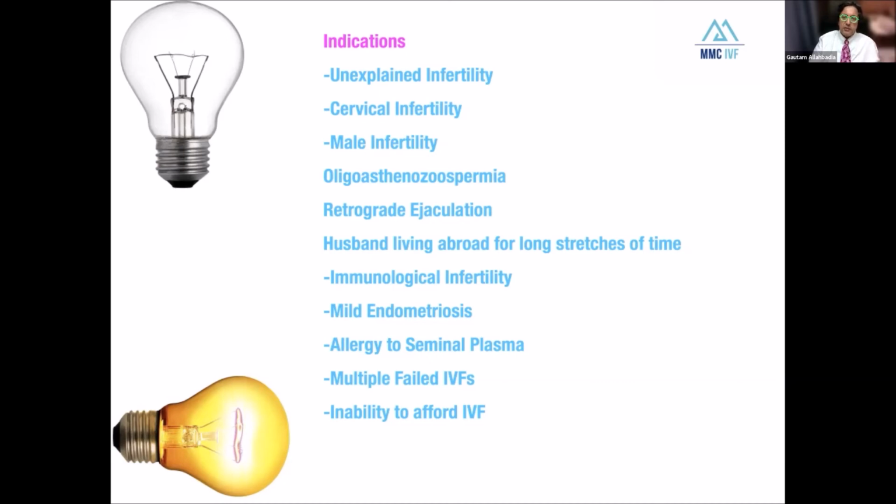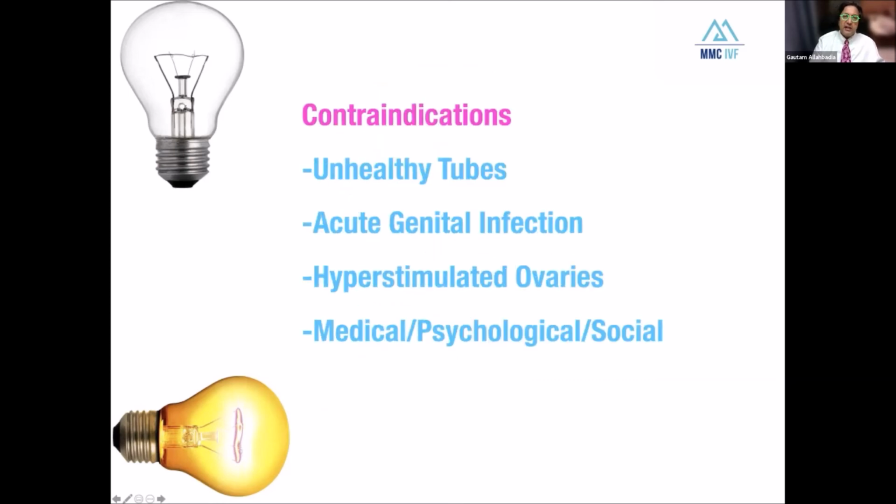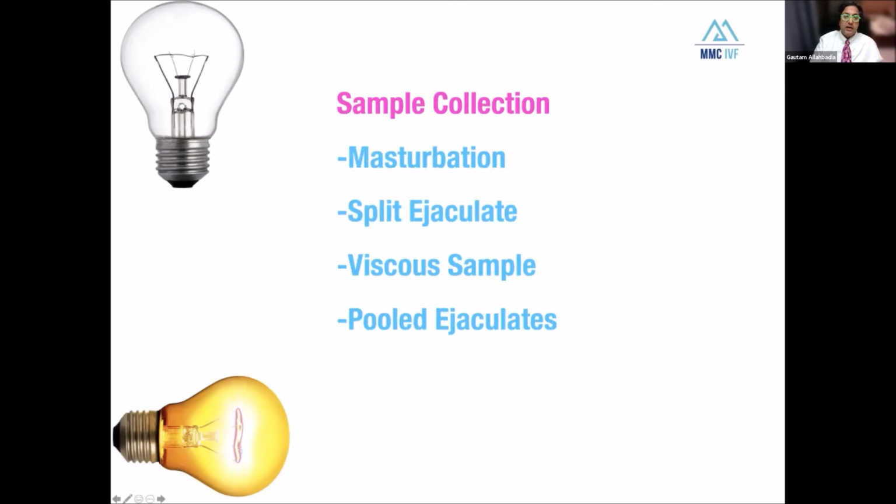Other indications are immunological infertility, if there are anti-sperm antibodies, mild endometriosis, very rarely allergy to seminal plasma, and multiple failed IVF. Sometimes IVFs keep failing and we go back to doing IUIs. And simply in the developing world and economically poor countries, inability to afford IVF. Contraindications to IUI are unhealthy tubes and acute genital infection. Hyperstimulated ovaries are a relative contraindication. In countries like UAE, where I practice, if you have more than 3 follicles, you have to cancel the IUI cycle and ask the couple to plan intercourse at home. There are also medical, psychological and social indications and contraindications.